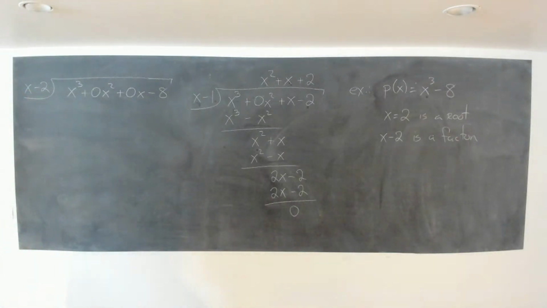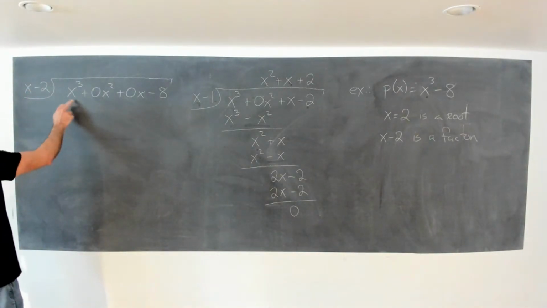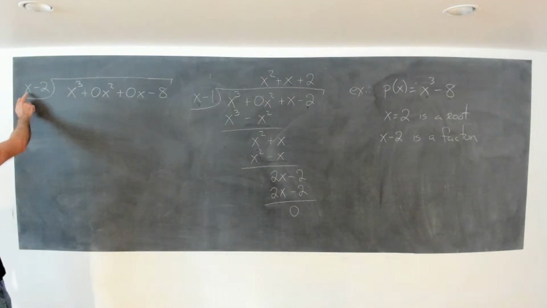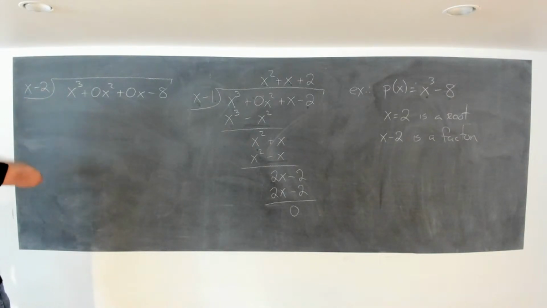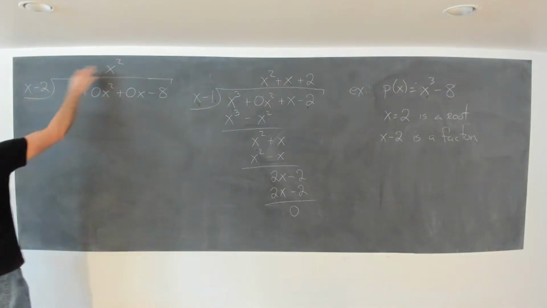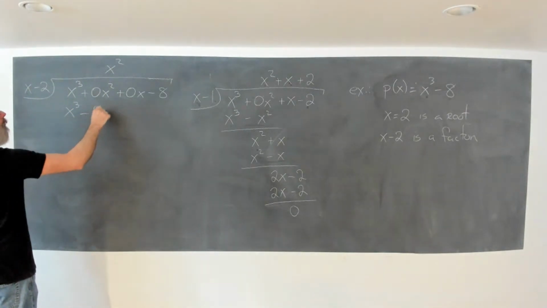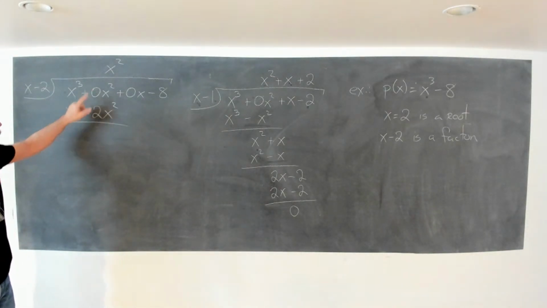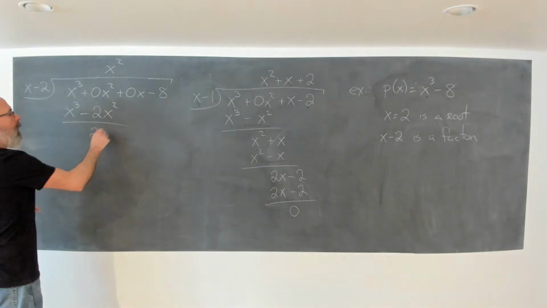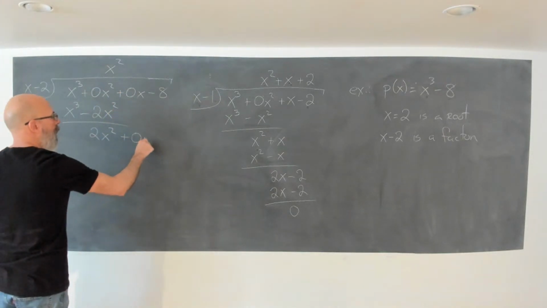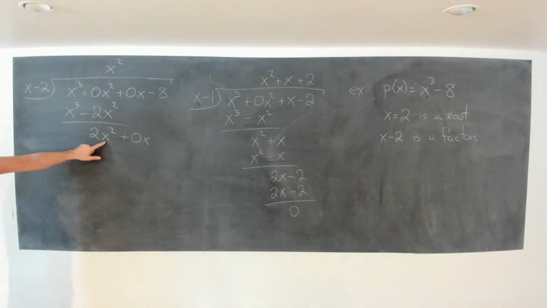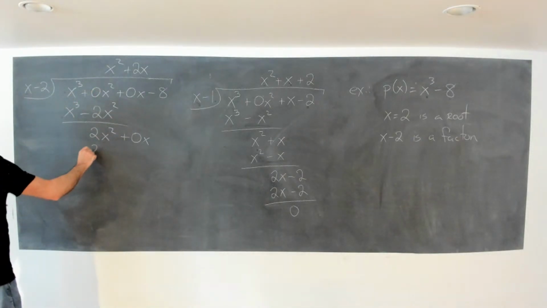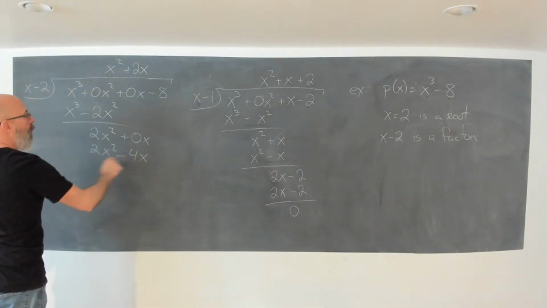So what must we multiply to x to get an x cubed? And of course the answer is an x squared. And we subtract. This minus this is 0. This minus this is a positive 2x squared. Let's bring down the next term and repeat. What must we multiply to x to get a 2x squared? The answer is 2x. And we get 2x squared minus 4x.